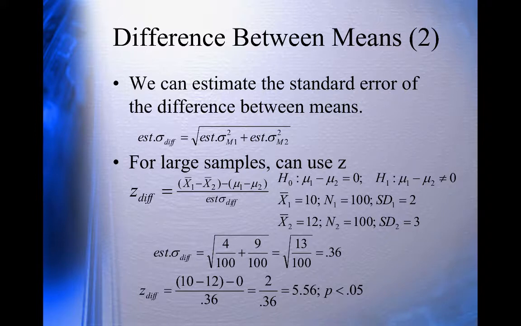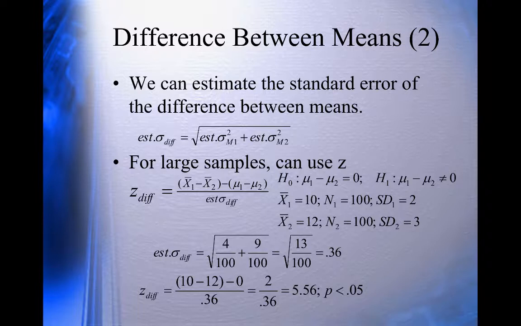3 squared. Divide through by 100. Then we add those two things together. 4 and 9 is 13. Divide by 100. That's 0.13. Take the square root. We get 0.36. So that's our estimated standard error of the difference in means.